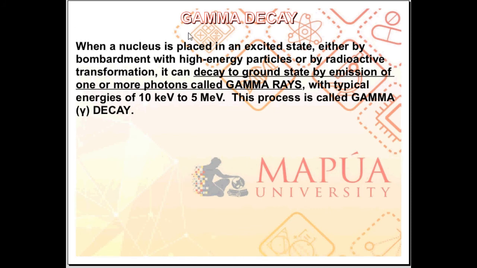We also have what is called gamma decay. When a nucleus is placed in an excited state, either by bombardment with high energy particles or by radioactive transformation, this excited nucleus can decay to ground state by emission of one or more photons called gamma rays. Gamma rays have energies that typically range from 10 kilo electron volts to 5 mega electron volts. This process is referred to as gamma decay.